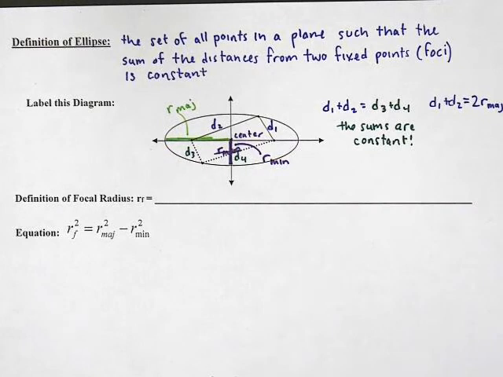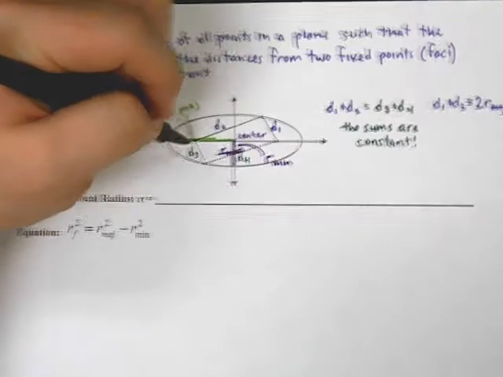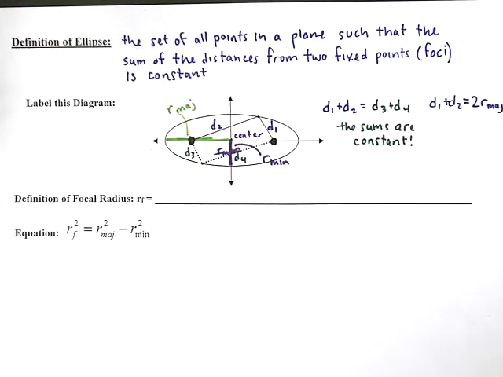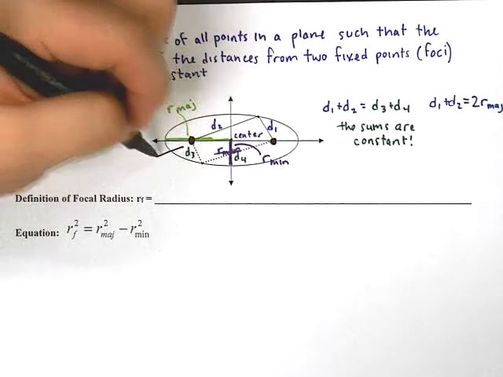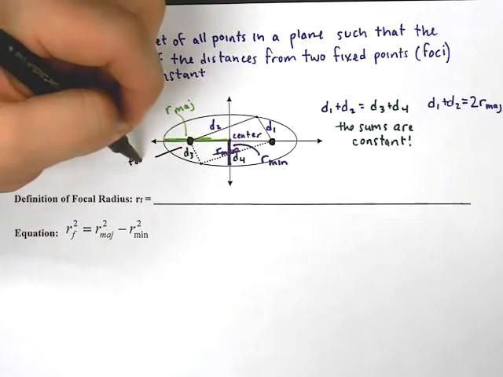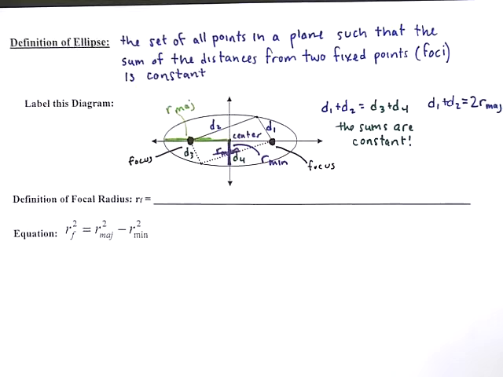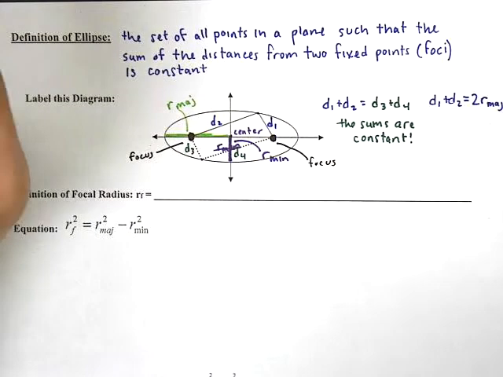The last thing, and I know I've already made this picture just miserable, but hopefully you guys can see. I'm going to try to make them nice and big. All right, I'm going to highlight these points. Those are those two fixed points. That is called a focus. That is called a focus. And together, two focuses make the foci. All right?